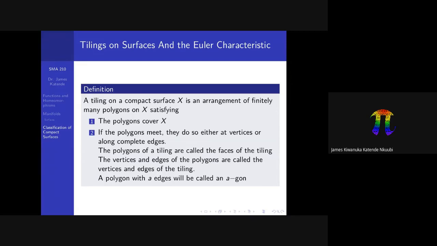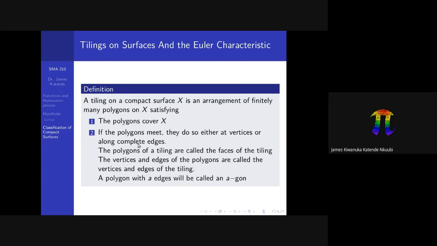two properties. The first property is the polygons must cover X. In other words, they cover the whole surface. The second one says that if the polygons meet, they do so either at vertices or along complete edges. So we can't have a vertex in between. They must meet at the vertices only or along complete edges. So that completes the definition of a tiling.